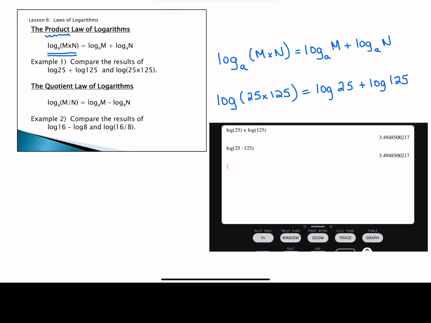What you see now is basically a screenshot of my calculator screen. I'm proving that the log of 25 times 125, so if we have a product inside that argument, we got an answer of about 3.49. If we type it in as two separate logs, log 25 plus log 125, we get exactly the same decimal number. So we're just proving to you that the product law preserves equivalence.